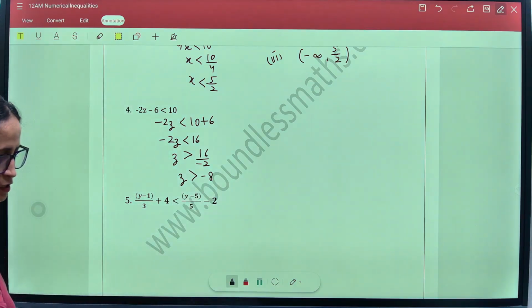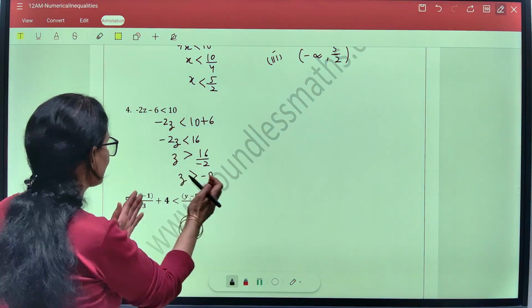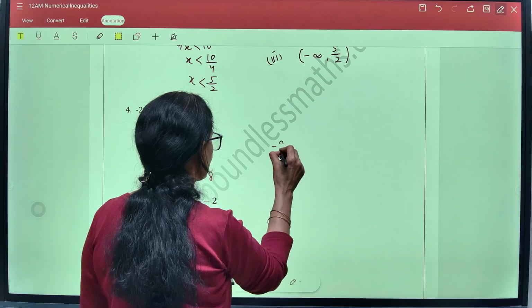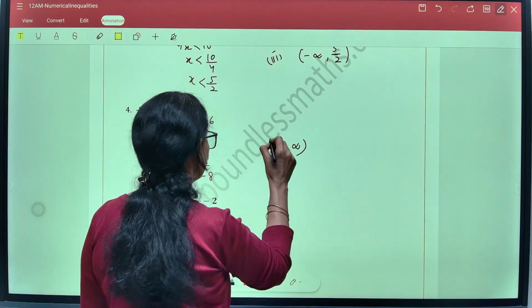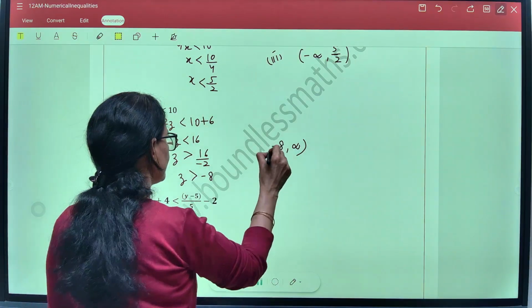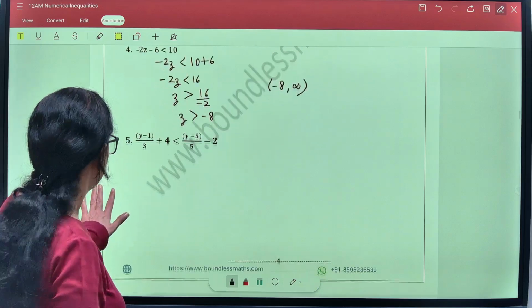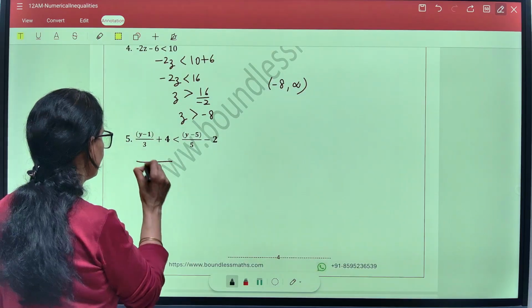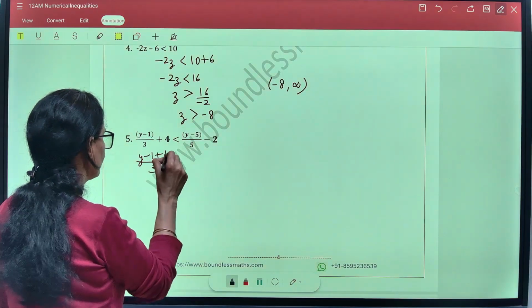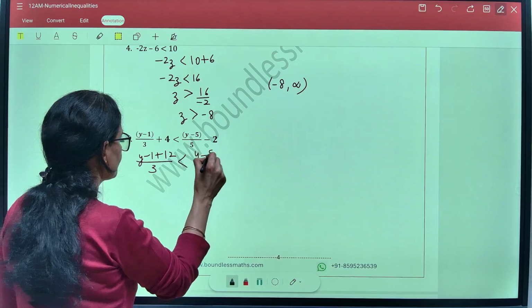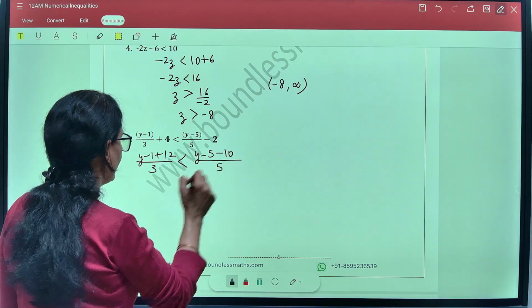How do you write this in terms of intervals? Now z is greater than minus 8. That means it is going to be from minus 8 till infinity. Because there is no equal to sign, it is a circular bracket here. Let's solve the next one. Take the LCM first. (y minus 1)/4 plus 3 is 12 less than (y minus 5)/... to the 10 upon 5.